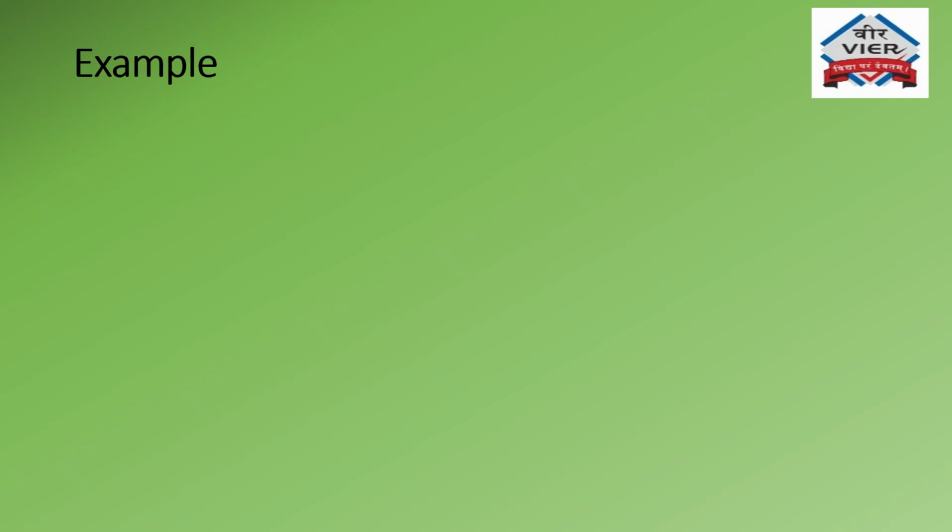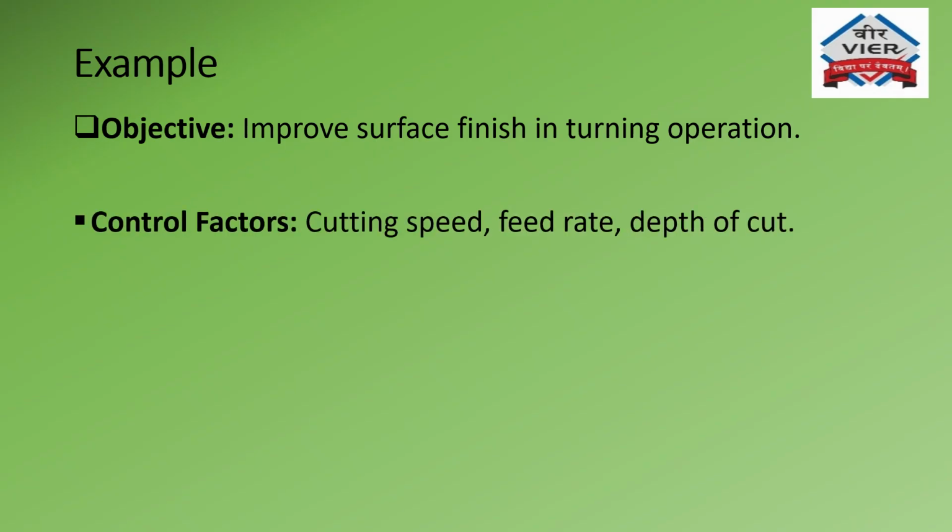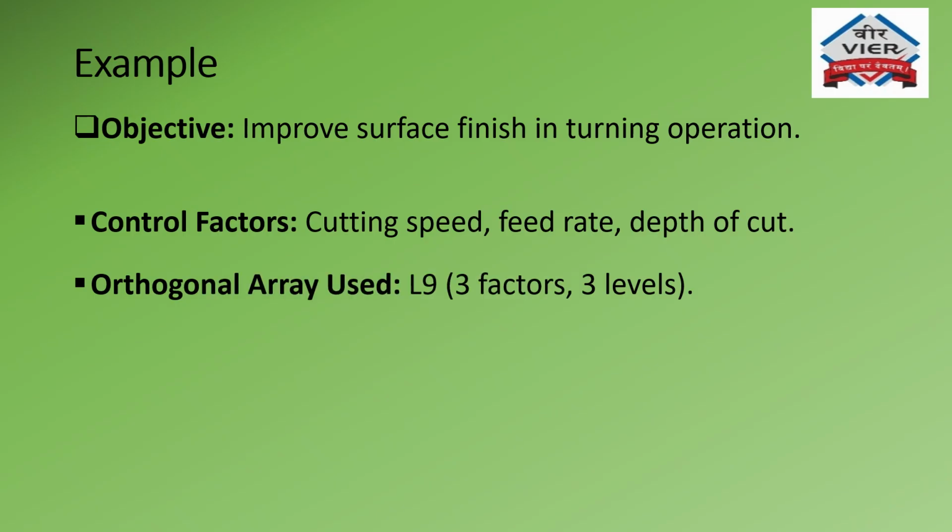Now let's understand by one example. Here the objective is to improve the surface finish in a turning operation, and for that we have these control factors: cutting speed, feed rate, and depth of cut. So we have three control factors for improving the surface finish in a turning operation. The orthogonal array is L9, meaning we are taking three factors, cutting speed, feed rate, and depth of cut, and three levels of each, and that is why this is called an L9 orthogonal array, that is, three factors by three levels.